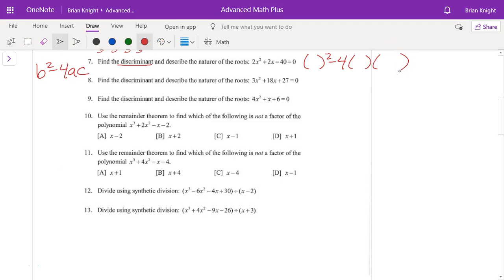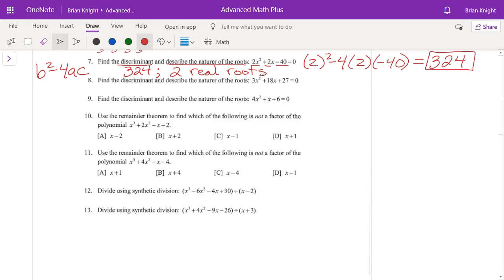On number 7, what is b? 2. a is 2. c is... Put that in your calculator. See what you get. 324. Okay? 324. And then it says describe the nature of the roots. If your discriminant is a positive number, you will get 2 real roots.